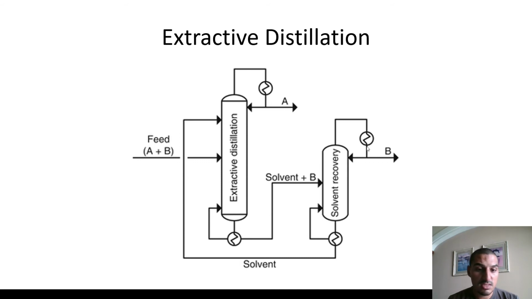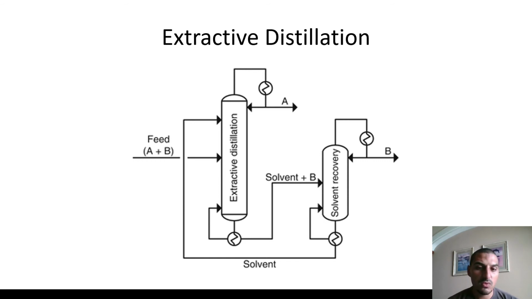The solvent is now free from water, and we can recycle it and use it back. And of course, there should be a makeup stream here as well. So this is the kind of difference between extractive distillation and azeotropic distillation. I hope I made it clear. I know it's kind of confusing, but I hope it's not confusing anymore.